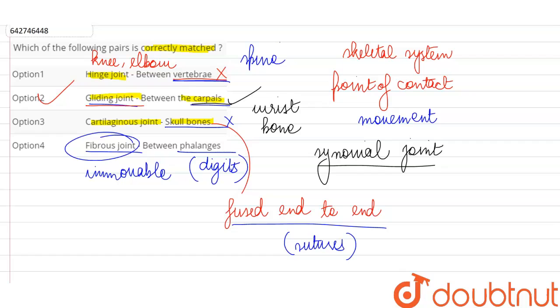They are saying gliding joint we will find between our wrist bones. Apart from this, all of them have been given with the incorrect example. Correct example of hinge joint is sites like knee and elbow in our body, and between vertebrae we find the cartilaginous joints. Then again, between the skull bones we are going to find fibrous joint, the immovable joint, not cartilaginous ones. And between phalanges again we have the hinge joint and not an immovable fibrous one. So option B is our correct answer.